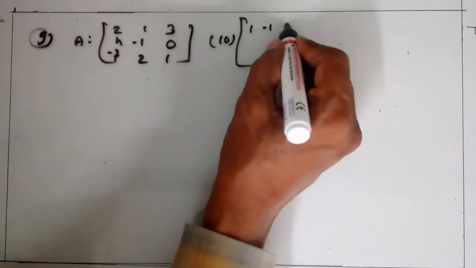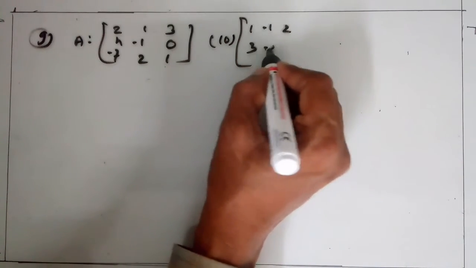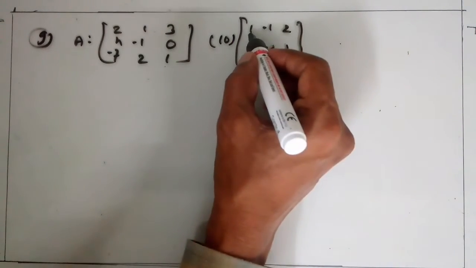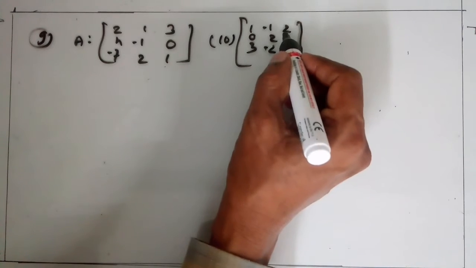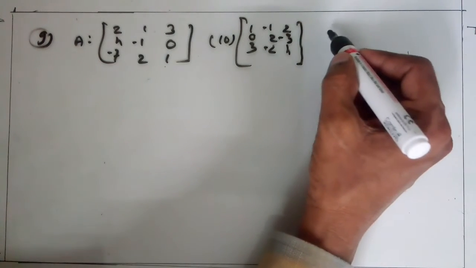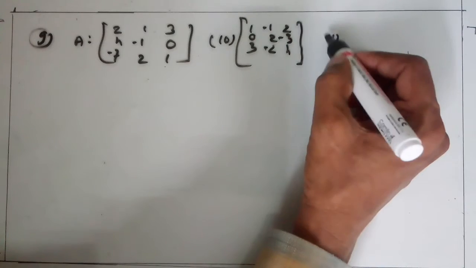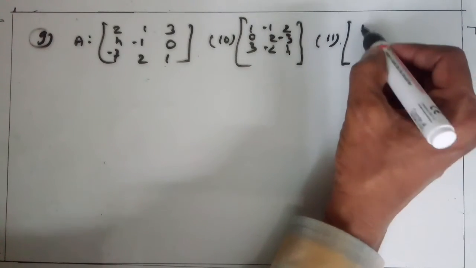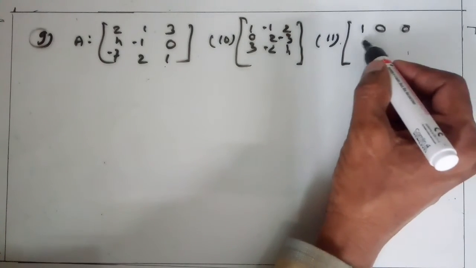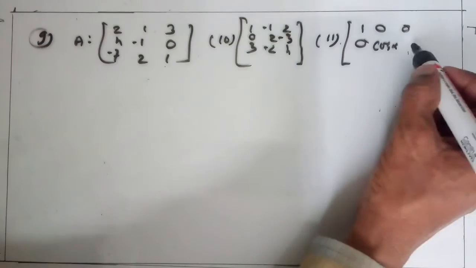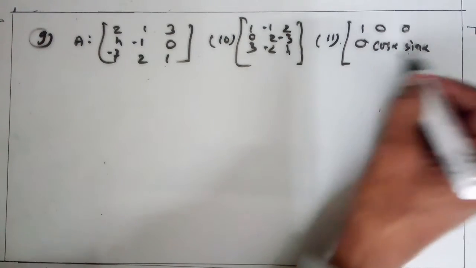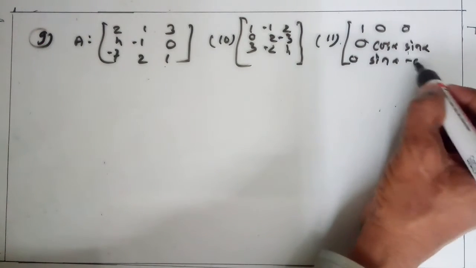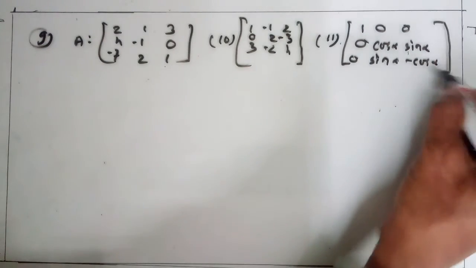same 1, minus 1, 2, 3, minus 2, 4, and second row here 0, 2, minus 3, and in 11 the determinant 1, 0, 0, 0 cos alpha, sin alpha, 0 sin alpha, minus cos alpha. Find the inverse.